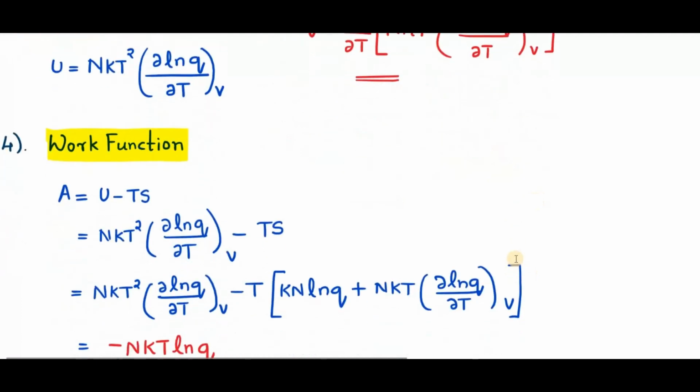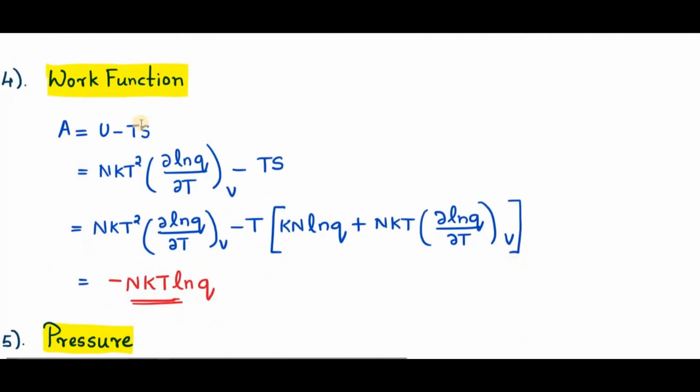Similarly, we can also find out the expression for work function. Work function is defined by A equals U minus TS, where U is the internal energy and S is the entropy. So first write the value for U. We have also found the expression for entropy, so write that also. That is NkT squared dou log q by dou T at constant V minus T into the expression for entropy, that is kN log q plus NkT dou log q by dou T at constant V. So it is equal to minus NkT log q.